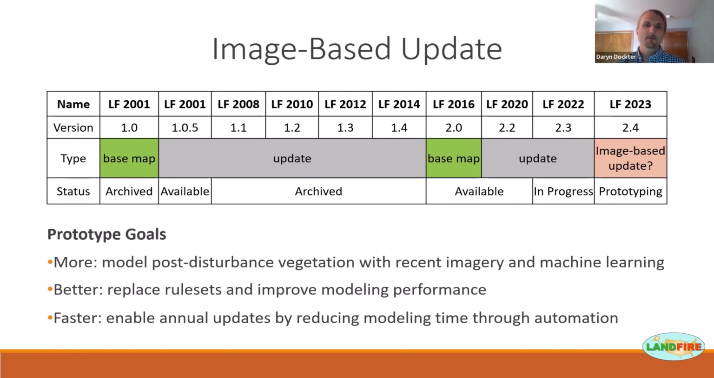And what we want to do is move towards using more imagery in our updates. So not waiting another 15 years to use imagery and machine learning again, but somehow build that into the update process where we can to improve on the rule sets that we're using. So more, better, faster, of course. We want to reduce the latency of our updates and increase the frequency. So more of them, representing ideally conditions for the year prior.